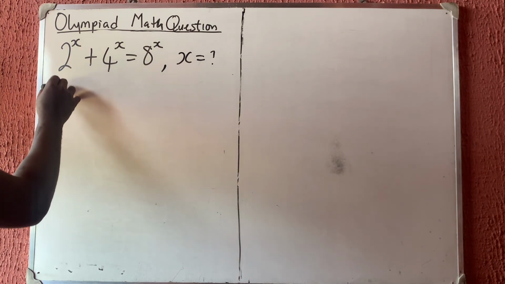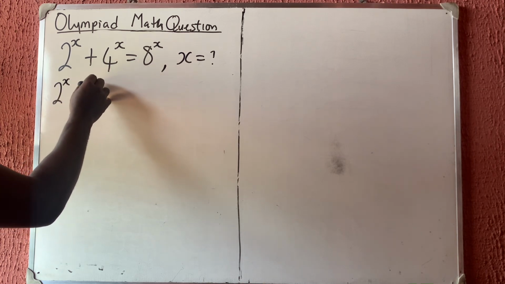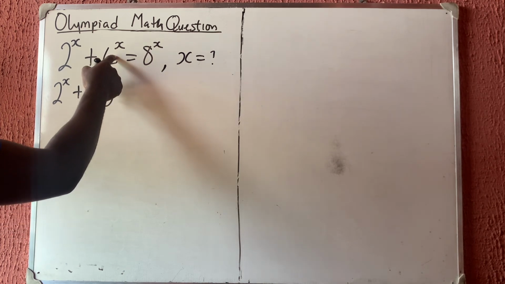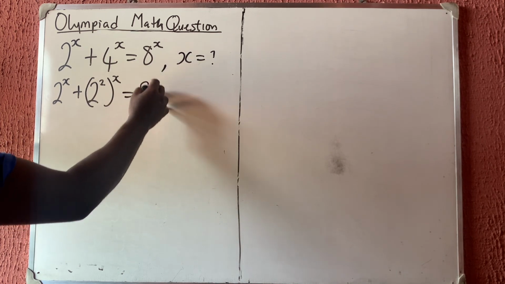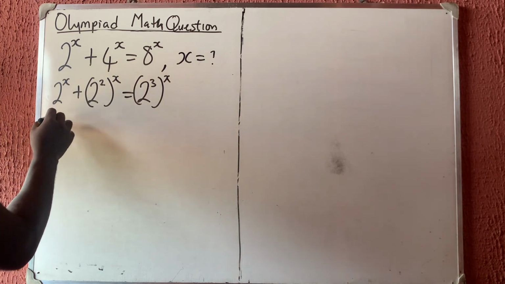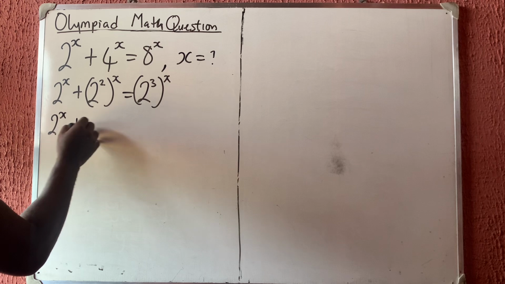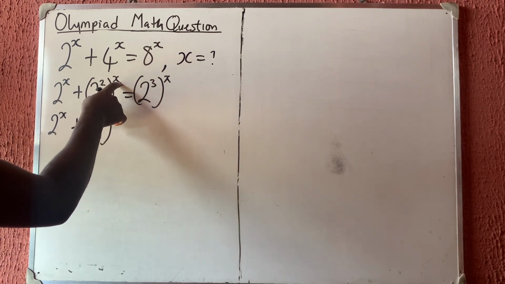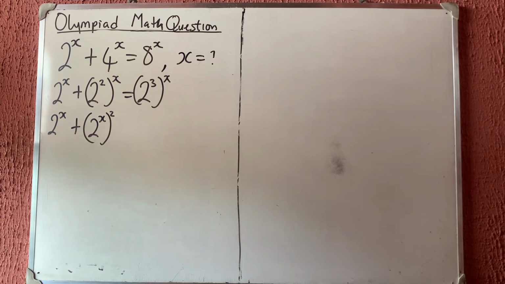So I have 2 raised to power x plus 2 raised to power 2 all raised to power x. 2 raised to power 2 is 4. This is 2 raised to power 3, then all raised to power x. 2 raised to power 3 is 8. Now this is 2 raised to power x plus 2 raised to power x all raised to power 2, because 2 times x is 2x and x times 2 is equal to 2x.